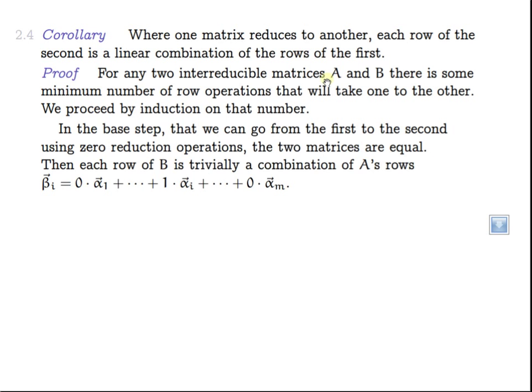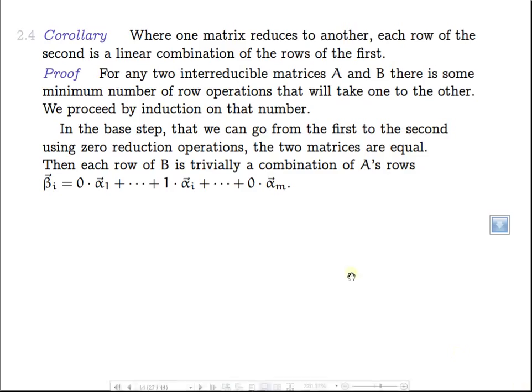Right? So we're going to identify the minimum number of row operations that takes A to B, and we can proceed by induction on that number. In other words, first we prove it for matrices A and B where A takes only 1 operation to get to B. Then we prove it for matrices where A to B takes only 2 operations, and so on. Okay, so in this particular proof, our base step, the minimum possible number of row operations is 0 row operations.